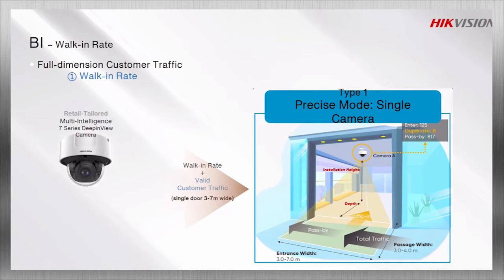At the same time, we can define a line which is just under the entrance. And when people go across this line into the shop, we can count the traffic in number. So by using the traffic in number divided by the total traffic number, we can have the walking rate.